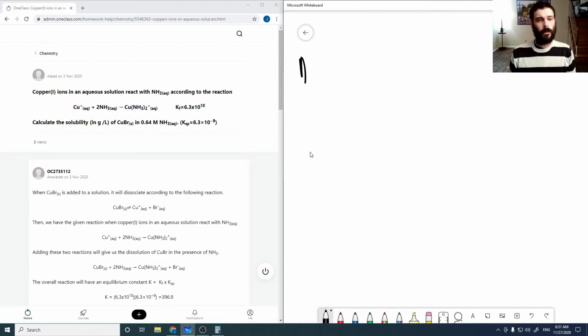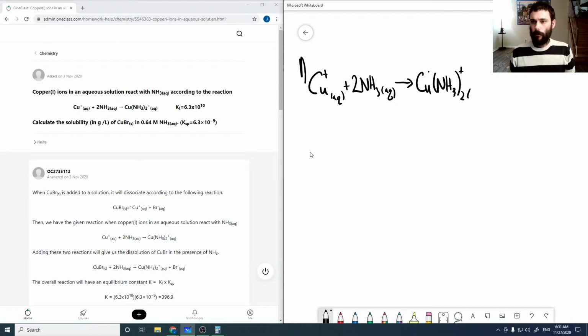So we have copper ions in an aqueous solution that react with NH3 according to this equation, giving us our copper NH3 2 plus aqueous, and the K, the equilibrium constant for this, is 6.3 times 10 to the 10.